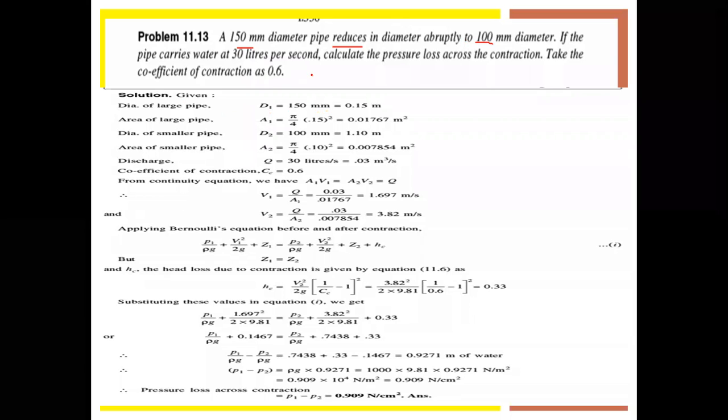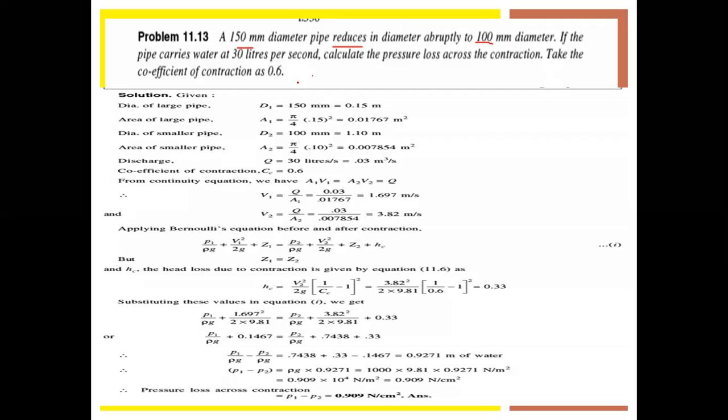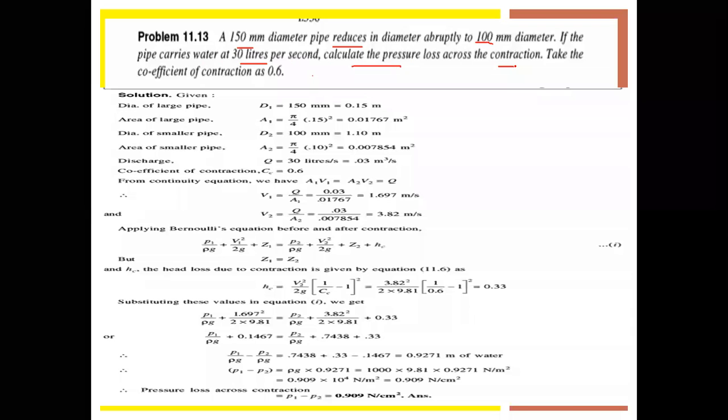Now, with this question we can say it's a contraction type of problem. The pipe carries water at 300 liters per second. The discharge Q is given. Calculate the pressure loss at the contraction. Take Cc is equal to 0.6. So we have to find the pressure loss across the contraction, that is P1 minus P2. When it says pressure loss, it is P1 minus P2; when it says head loss, it is HC.